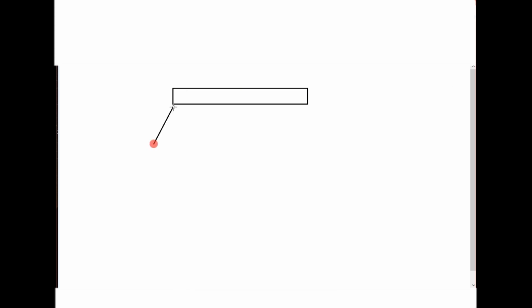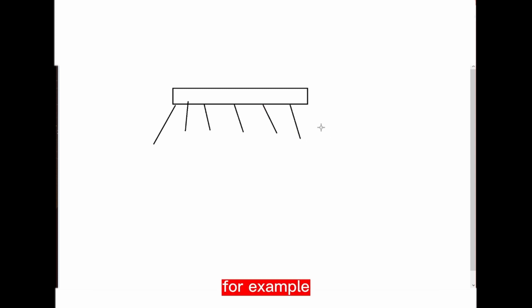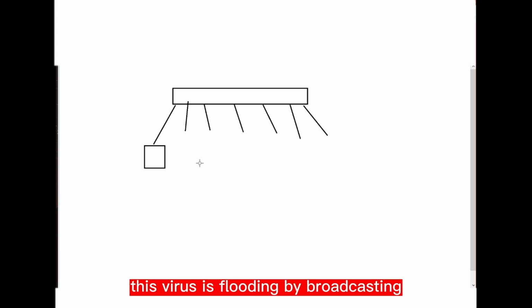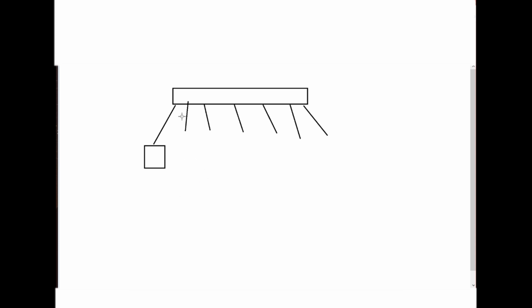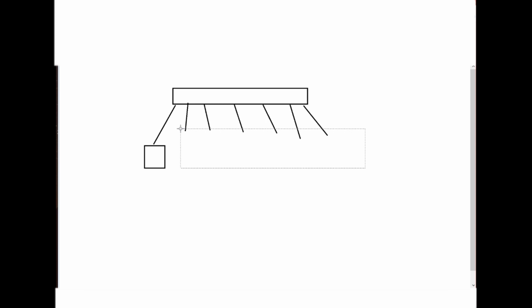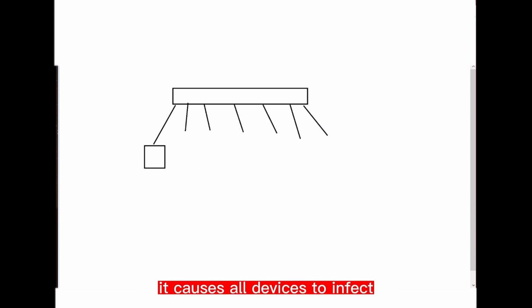Let's just draw. 40 devices is a lot, because the switch has 24 ports or 48 ports. For example, now a device is infected with a virus. This virus floods by broadcasting. Then it will infect all other devices. That is, it now affects other devices one after another, regardless of whether they are in the same department or not. Everyone is connected on a switch. It causes all devices to be infected.